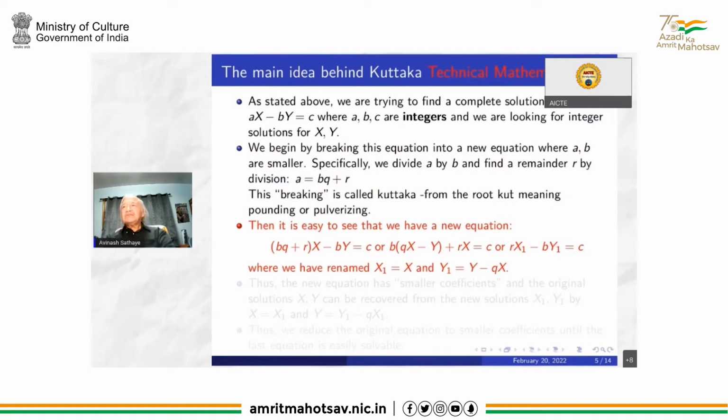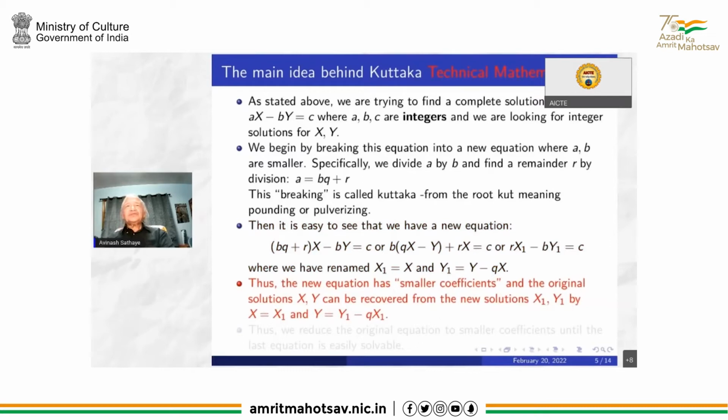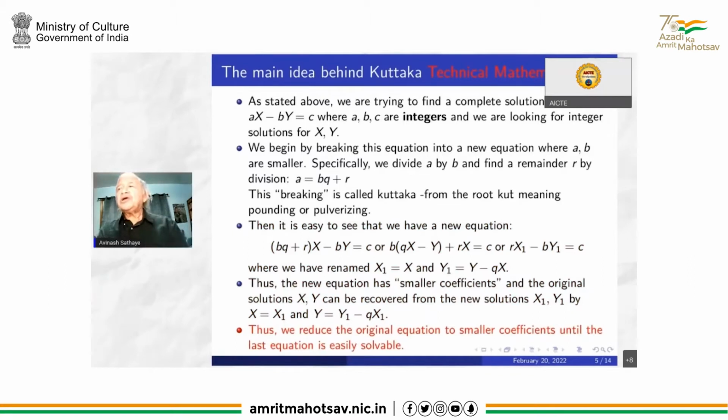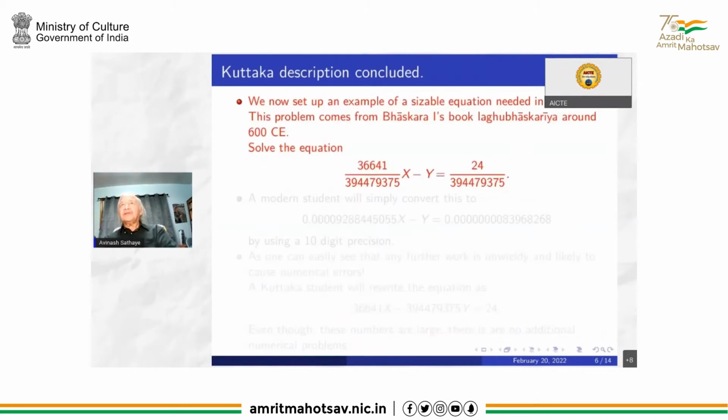The new equation becomes Rx1 minus By1 equal to C, where we have renamed x1 as x and y1 as y minus qx. So notice that the two coefficients R and B are smaller than the original coefficients A and B. Thus, the new equation has smaller coefficients, and the original solutions can be recovered from the new ones by this substitution. Thus, we reduce the original problem to smaller coefficients until the last equation is easily solvable.